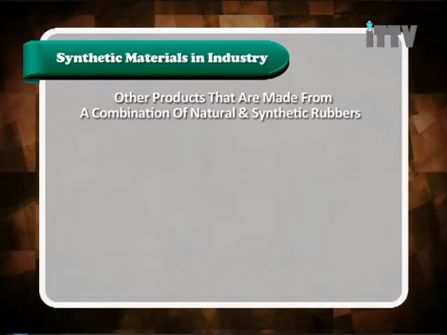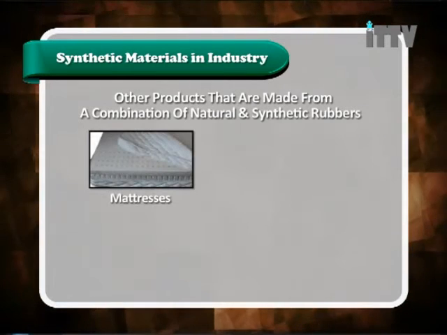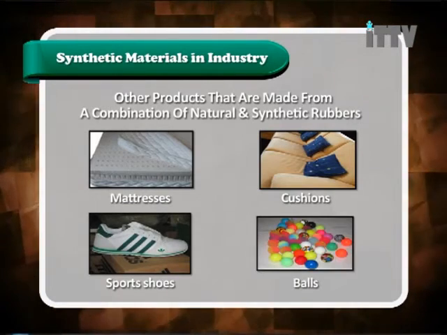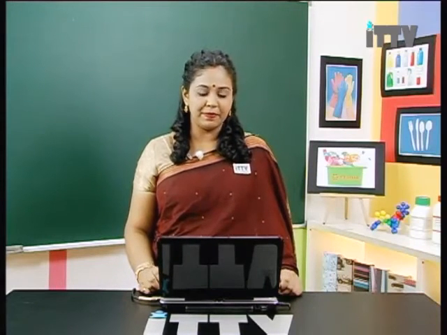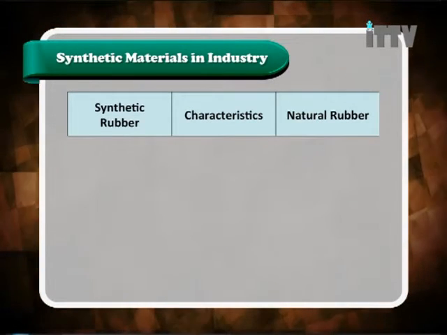Other products that are made from a combination of natural and synthetic rubber are mattresses, cushions, sports shoes and balls. So here we can see other products, not only tires: cushions, mattresses, shoe soles and rubber balls are examples of synthetic rubber. Now let's look at the next slide where it shows the difference between natural rubber and synthetic rubber. Here are the properties of synthetic rubber and natural rubber.